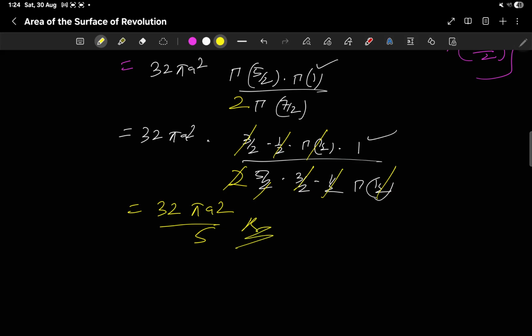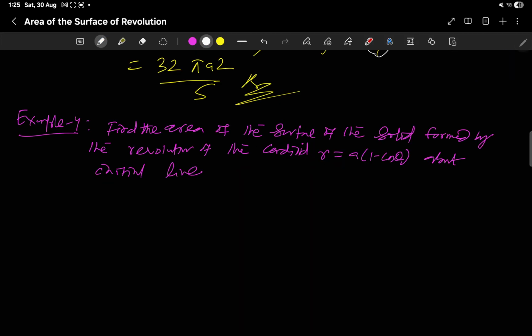Okay, this is your answer. Coming to one more example, here the cardioid is like this. The figure is just the reverse. This is the curve, but the limit is the same, 0 and pi, that is, 0 less than theta less than pi.